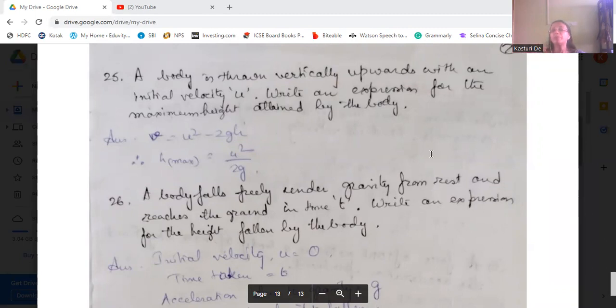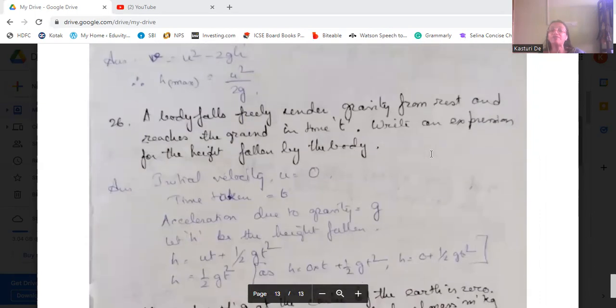So that means 0 is equal to u square minus 2gh. Then u square is equal to 2gh. So the maximum height attained will be h max is equal to u square by 2g.